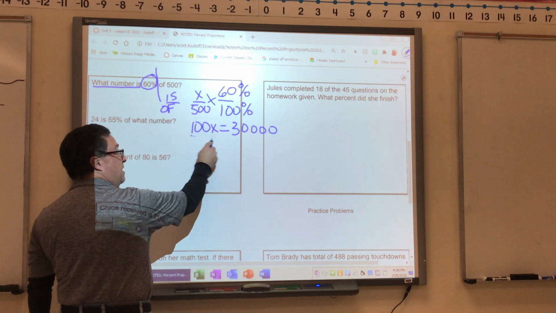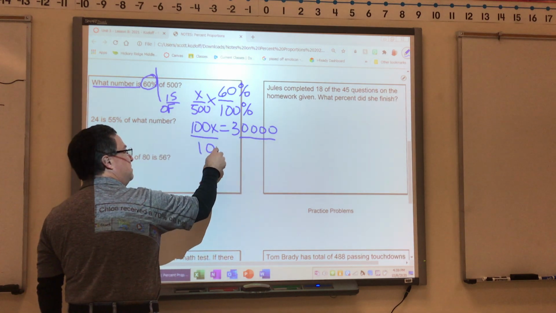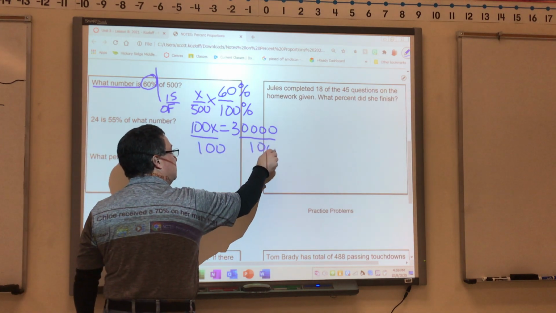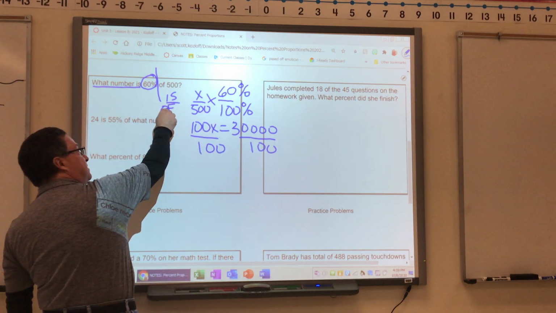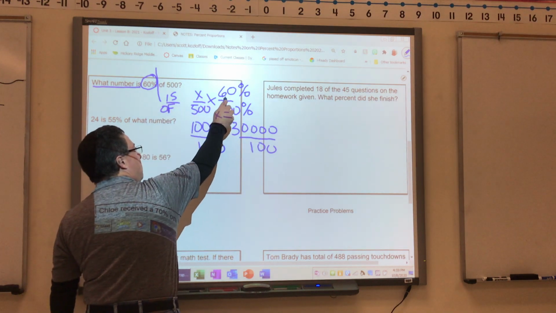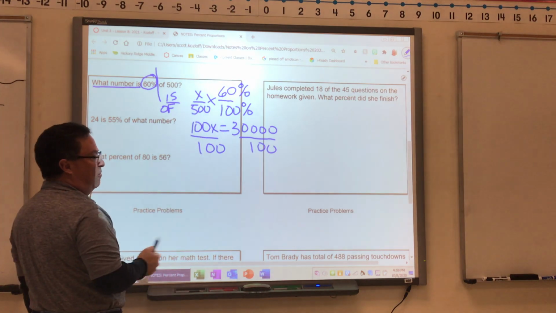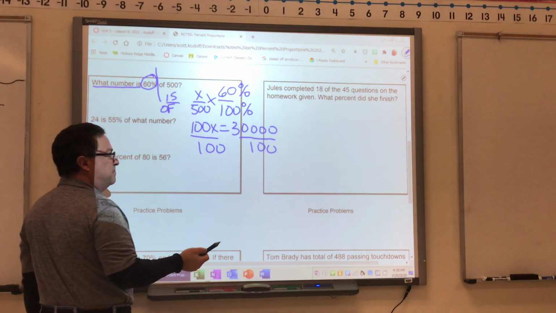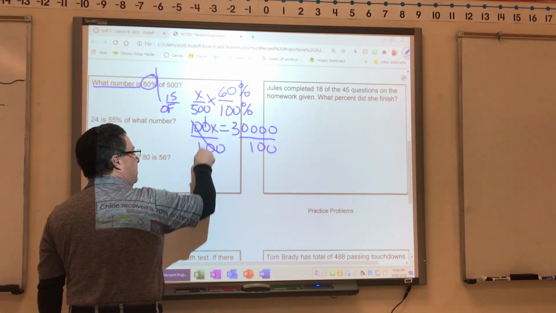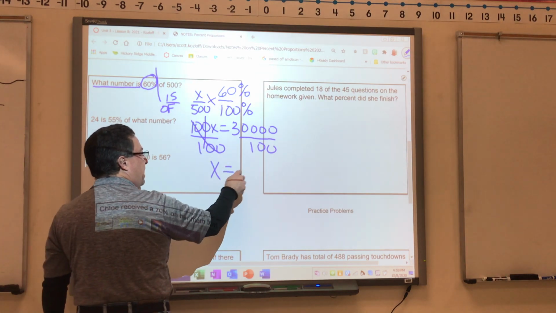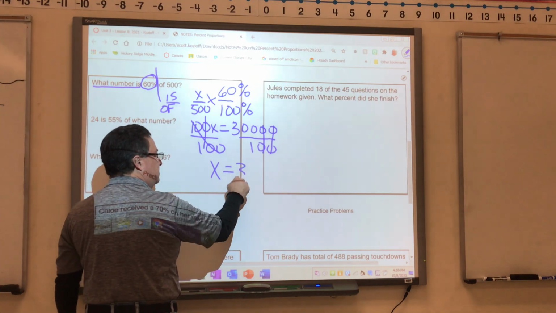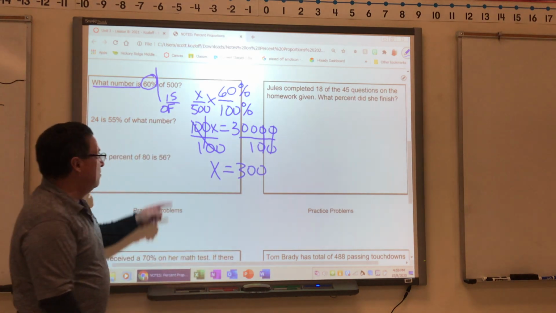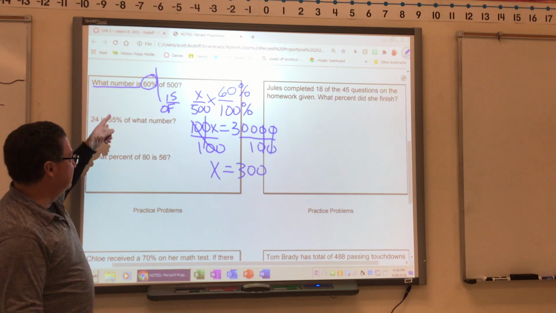Okay? Then I'll do my last step, which is divide by 100. So cross, multiply, divide. Write your word statement, write what you know, write what you need to know, just like a regular proportion. So when I divide that, the hundreds get canceled out. X equals 300 over 1. So x is 300. Plug it back in and see if that makes sense.